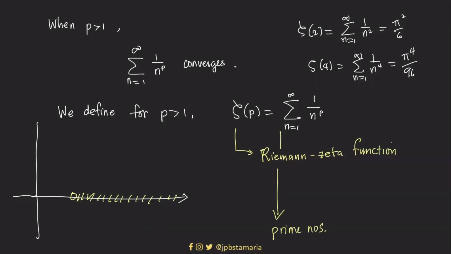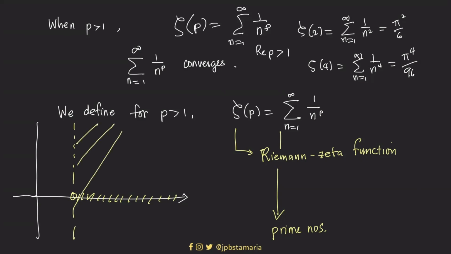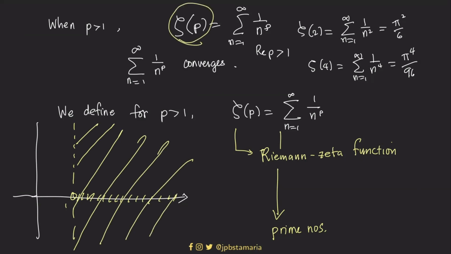Mahirap siya ipaliwanag, sa totoo lang. Ang ginawa ni Riemann, in-extend niya yung definition nito even to complex numbers. Ibig sabihin, kapag si p ay complex numbers, ito pa rin ang definition niya. Basta ang p ay may real part na greater than 1. Ibig sabihin nun, kung ito yung complex plane, basta yung complex number mo nandito sa kanan ng 1, may value na ibubuga yung zeta of p.